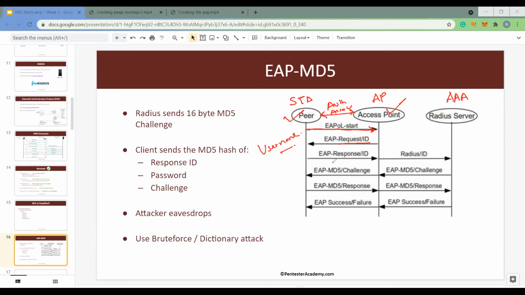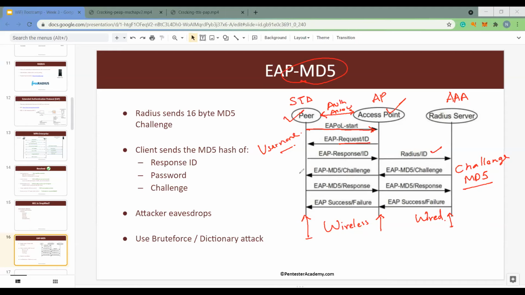The ID is provided and given to the Radius server. The Radius server is now issuing a challenge that is using MD5. That's why the name of the scheme is EAP MD5, because it is using MD5 here. This challenge will be given to the station, and it will come through the access point, obviously, because this part is wired, from here to here, and from here onwards it is wireless.